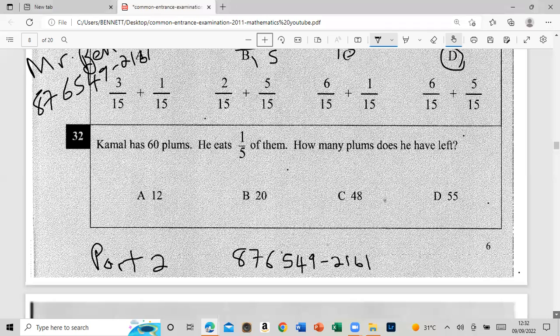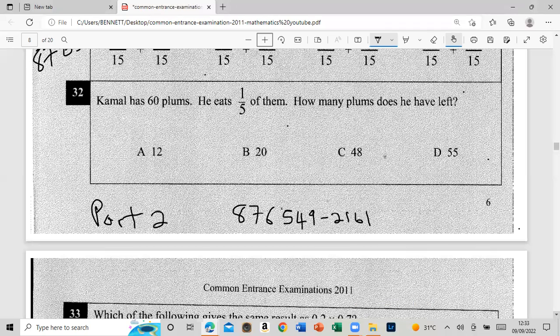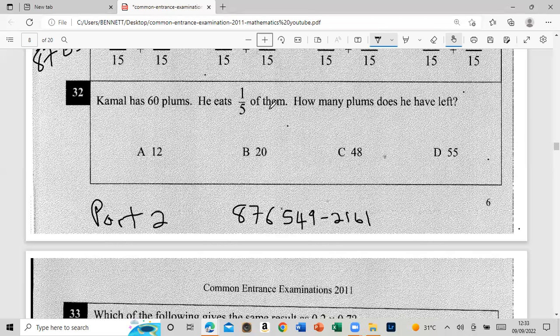So 32 says Kamal has 60 plums. He eats 1/5 of them. How many plums does he have left? All right. So two ways you can do it. You can either find 1/5, the amount that he ate, and then subtract it from 60, or we can go ahead and say 5 out of 5, that means 4/5 is left. But whichever way, let's go.